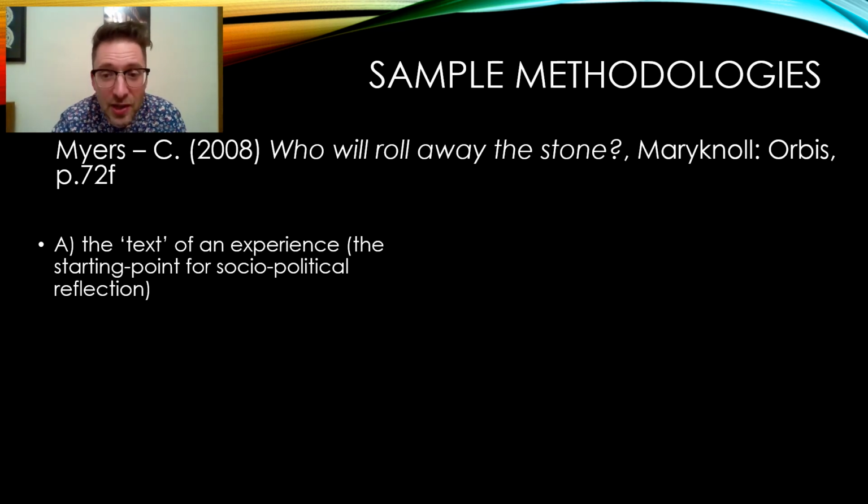He calls each of these stages texts, but he means them in quite different ways. So what is the story? What is the story of an experience? The starting point is some sort of socio-political reality. What's going on on the ground? What's happening? What's the experience? What's the instance of where there is hurt in the world? What's the thing that sparks your interest in analysing it from an imperial perspective? So what's the story?